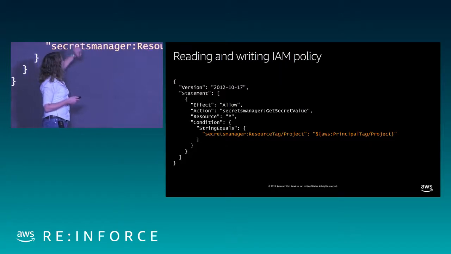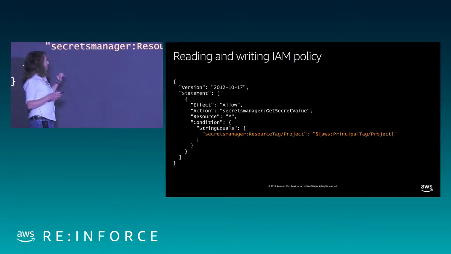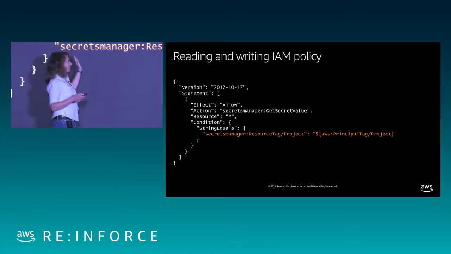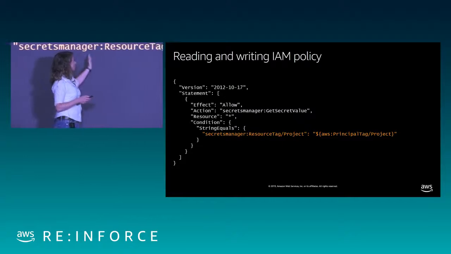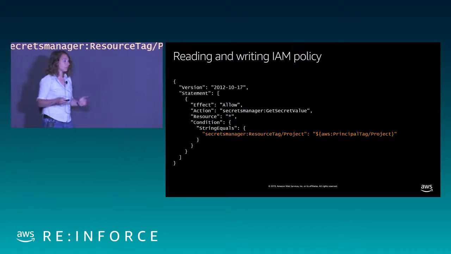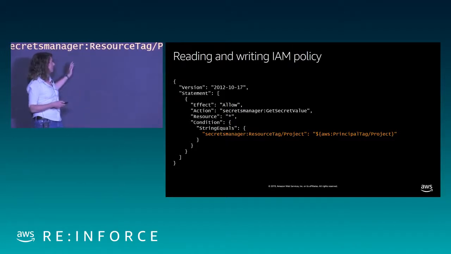Saying star for the resource, any secrets in the account, but I'm adding this new thing, which is a condition. And this condition, if you look at this for a second, you can kind of figure out what it is saying here. What it means is secrets have tags on them. Tags are a way of attaching attributes to items across AWS. So Secrets Manager supports tags.